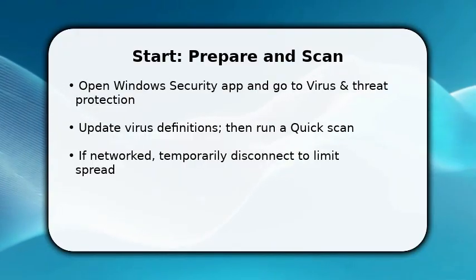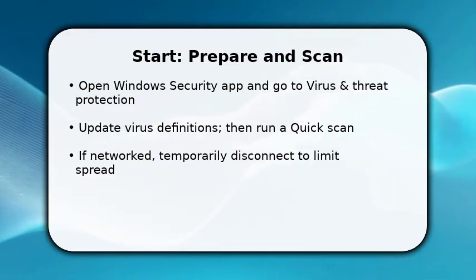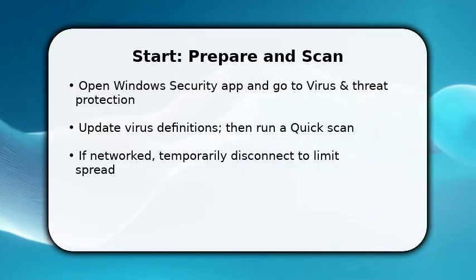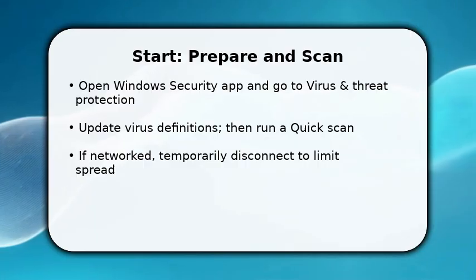You start by opening Windows Security and heading straight to Virus and Threat Protection. This gets you to the controls. First, update the definitions so Defender knows the latest threats, because outdated definitions miss active malware. Once updated, run a quick scan to surface obvious infections quickly. It's fast and narrows the problem.